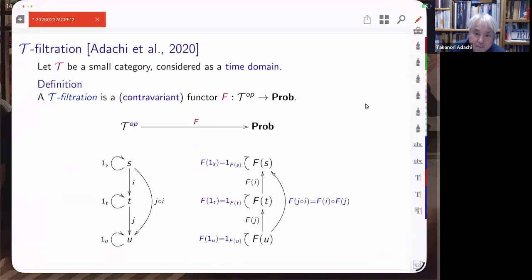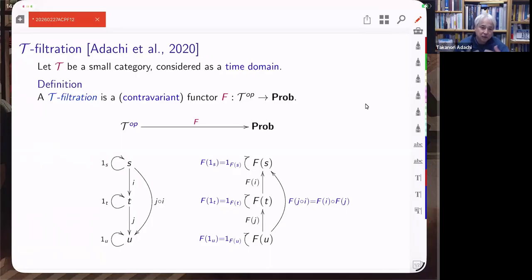With this category Prob, we define the T-filtrations, where T is a small category, which is considered as a time domain. What is small? Small categories are not so important in this talk, but it means that the category is described within set theory. So the class of all objects is a set, and all arrows form a set, or something like that.